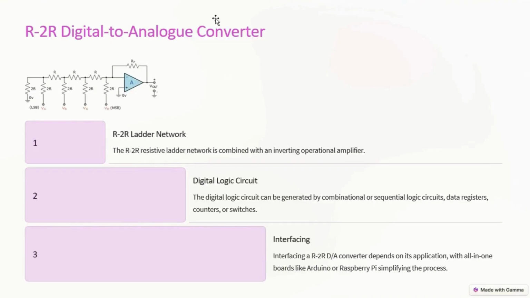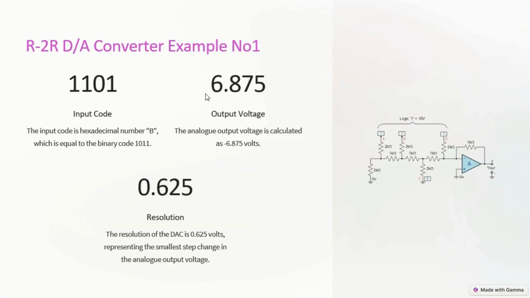Here we have a simple digital to analog converter with a parallel series resistor network and an operational amplifier. And on the left of this video, we have one example for when we have the input hexadecimal code. We have this resolution and this output.